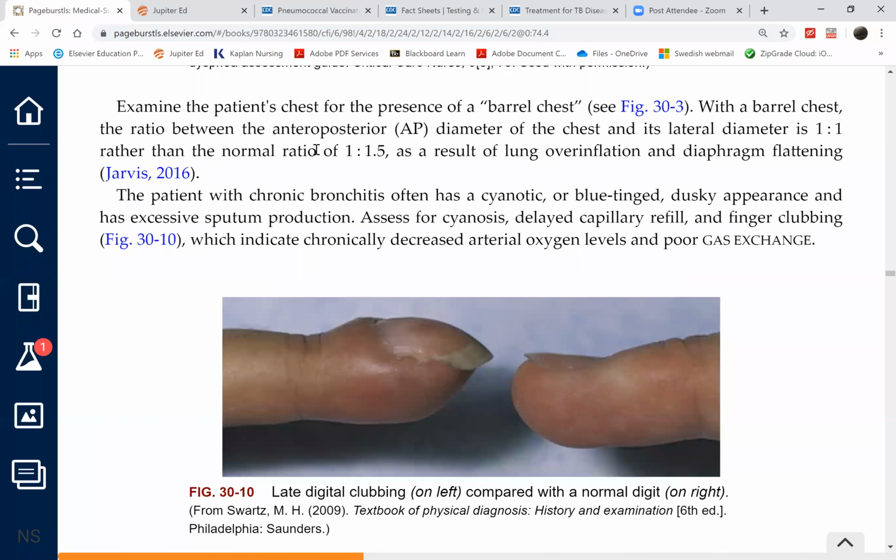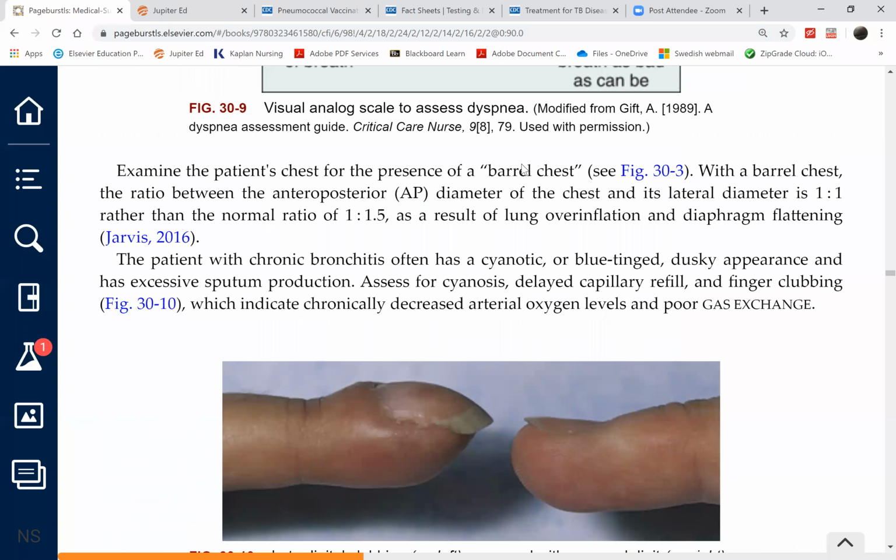All right, another expected change is a barrel chest. So if you picture the emphysema lungs, a hyperinflated lung, the anterior posterior diameter now will change. So normally your chest would be shaped like this. So let's say this is Christina's nose right here, and we're looking at her from the top. So let's cut off Christina's head, and this is now her chest. Okay, so you have the mediastinum there, and then you have the lungs here.